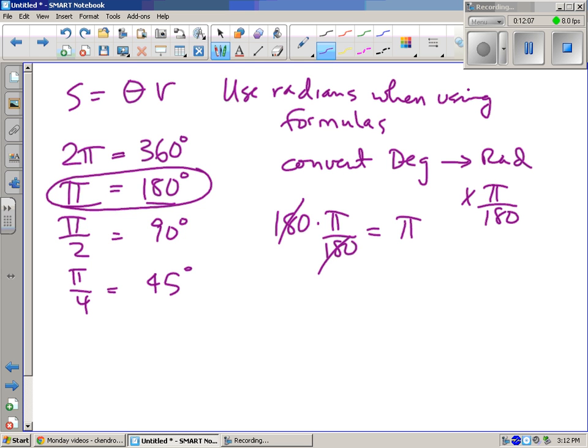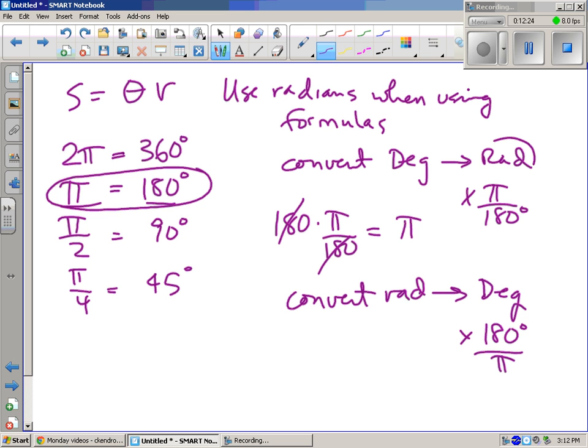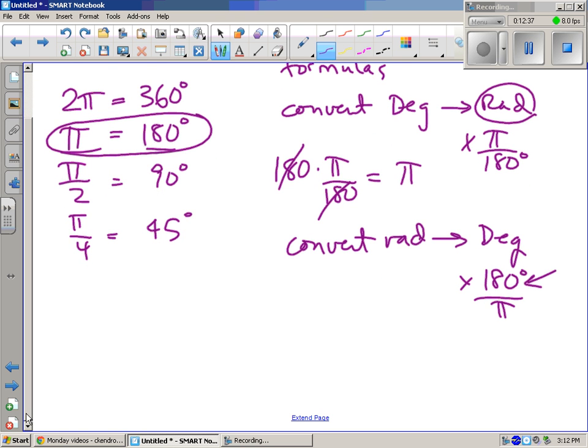Okay, if I want to convert from radians back to degrees, we're just going to do the reciprocal of that. You're going to multiply by 180 over pi. Now the way I remember this is if I want radians to be my final answer, I don't want degrees, so degrees will go on the bottom and cancel out. If I want degrees, then 180 degrees goes on the top, and the other will cancel out. Let's do a couple problems here.